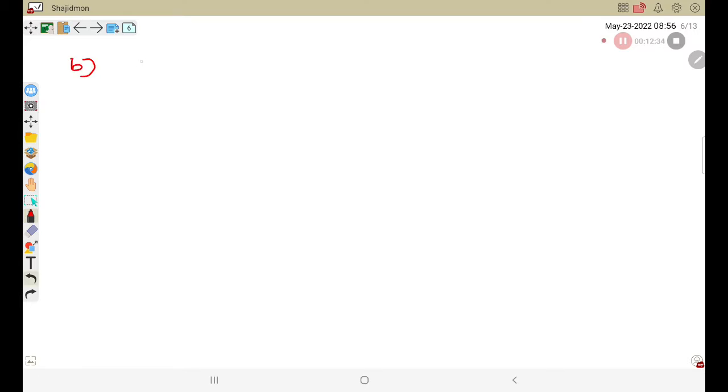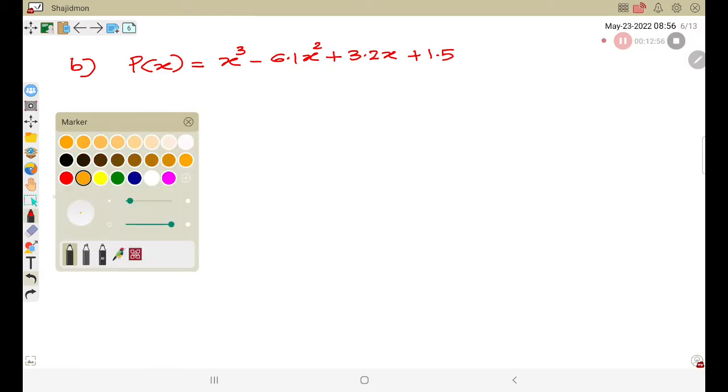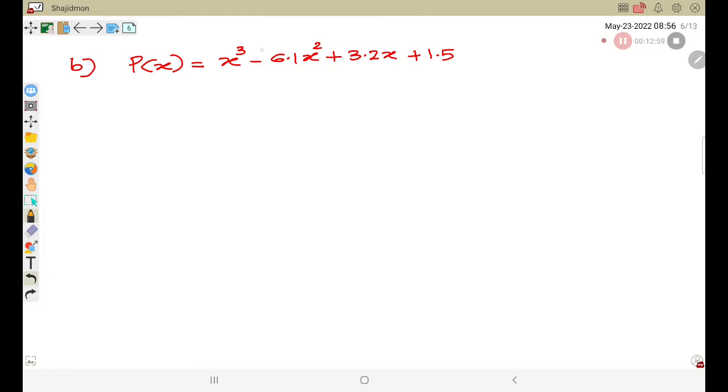Okay, I am just starting from the polynomial. What is the polynomial? P of x equals x power 3 minus 6.1 x power 2 plus 3.2 x plus 1.5. Now, in the normal method, we first check what are the x terms in the polynomial. See, x power 3 is here, x power 2 is here, and the x term here. These three values we first calculate separately.